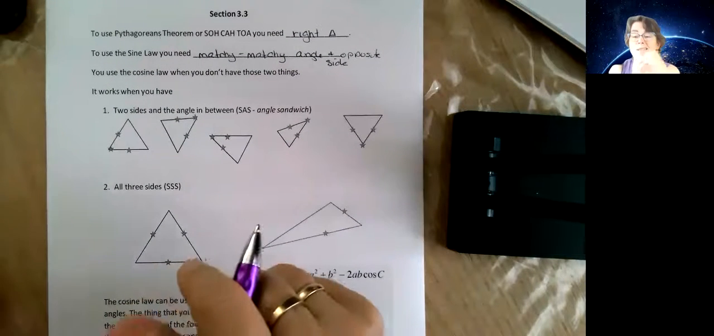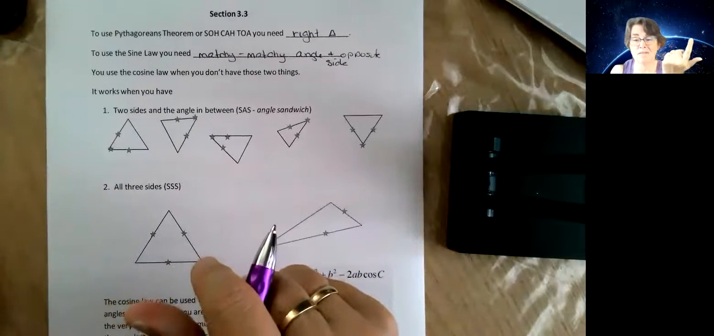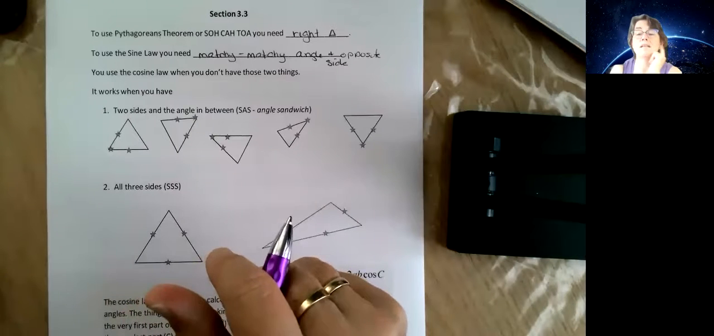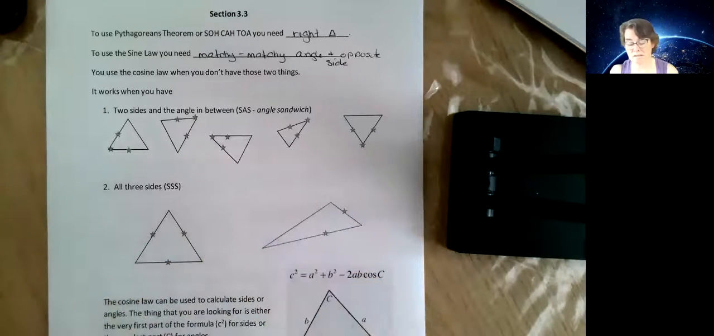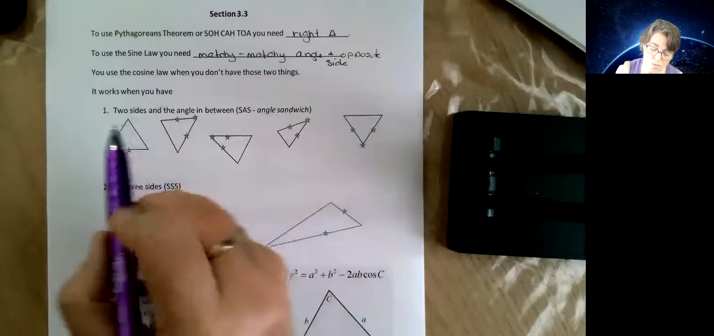So, the long and the short of it is, basically, it's not a right triangle. You don't have the lovely matchy-matchy pair. You're stuck using the cosine law. I shouldn't say stuck, it's not that bad. It's just a little bit longer. It works, and there are two main times that it does work.